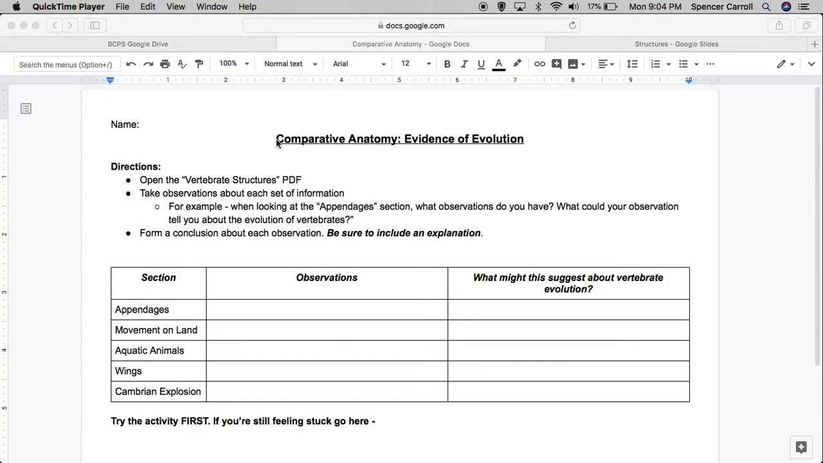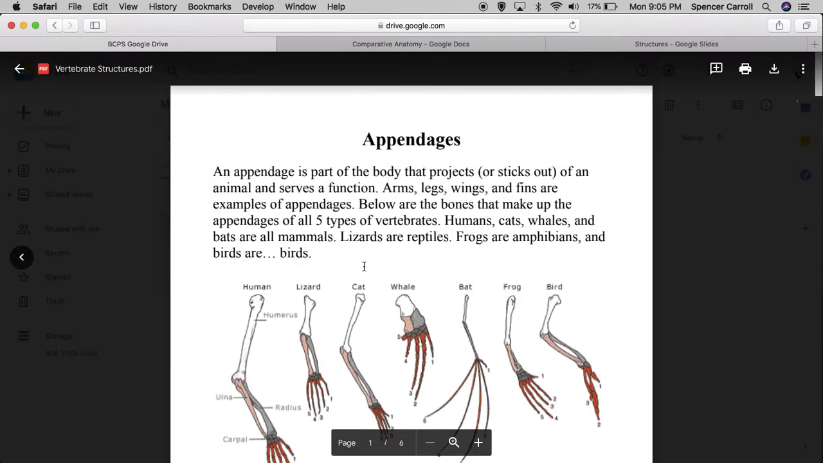This is the Comparative Anatomy Evidence of Evolution activity. The directions say, open the Vertebrate Structures PDF, which I have open here. If you don't have this open, make sure it's open. If you need to pause the video, go ahead and do that.